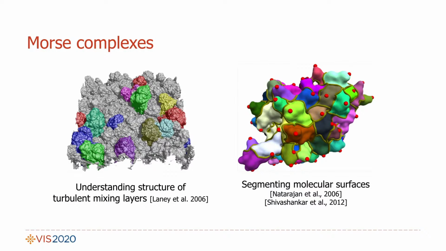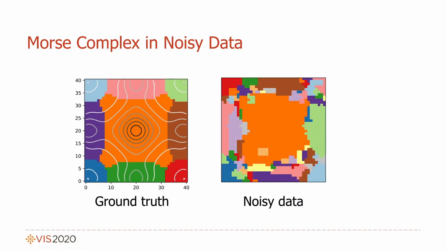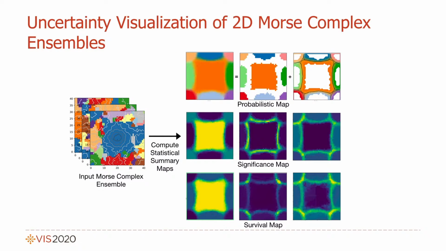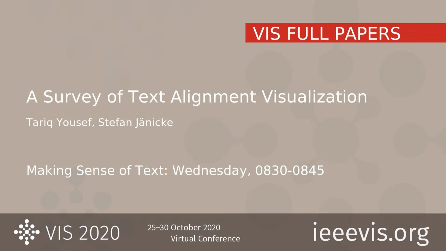Morse complexes have shown great utility in understanding the topology of complex scientific datasets. The noise in the scalar field, however, can significantly distort the Morse complex topology. Hence, we study the extraction of Morse complexes for ensembles of noisy scalar fields through their uncertainty visualization using our proposed statistical summary maps.